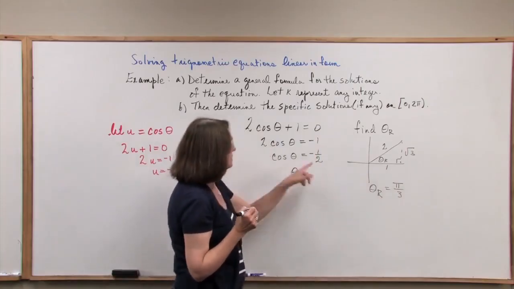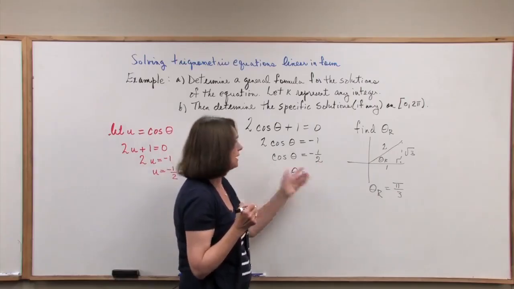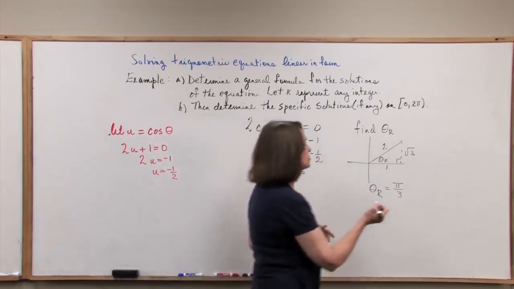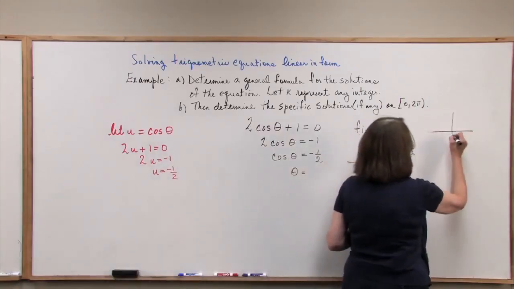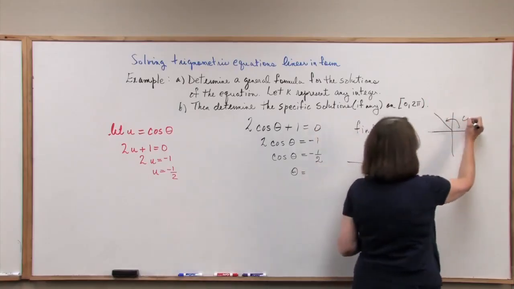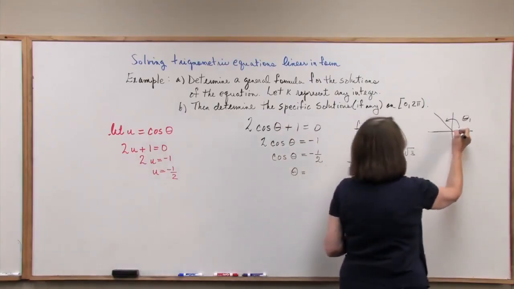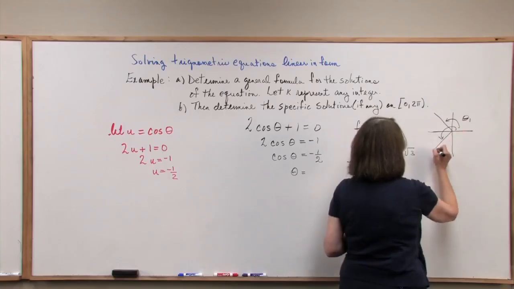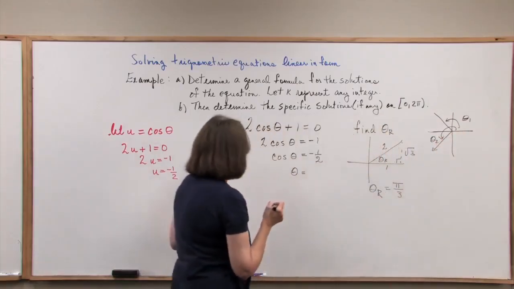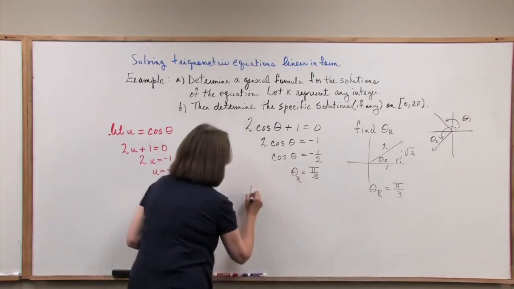Now, in this problem, our ratio is negative, so pi over 3 is not one of our answers. Which two quadrants is the cosine function negative? Quadrant 2, which will give us one solution, and quadrant 3, which will give us a second solution. Okay, reference angle, pi over 3.